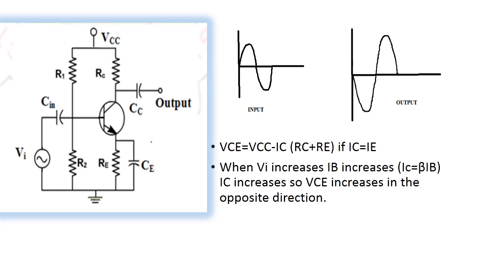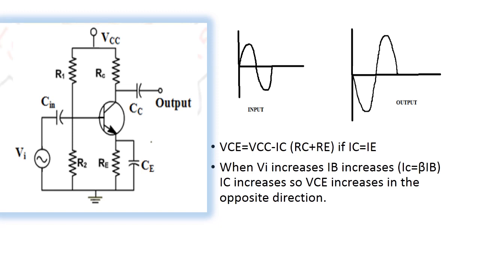This RE and RC are fixed. VCC is fixed. So the only thing we need to remember is the relation between VCE and IC. So while applying the input signal, that means when the input signal Vi increases, the base current also increases. So we know that the collector current is equal to beta into IB. So the collector current also increases.